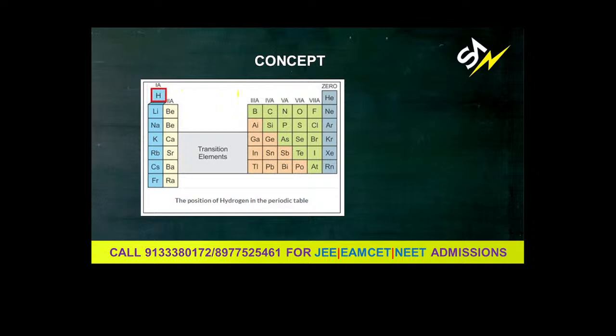So here hydrogen has similarities with both. Can we say hydrogen can be placed on the metal side or with the non-metals like the 17th group elements? No, because at the same time it has dissimilarities with metals and non-metals. So hydrogen's place is unique in the periodic table. It is neither like alkali metals, nor like the 17th group elements, the halogens.